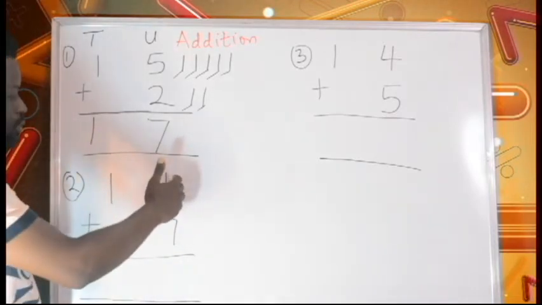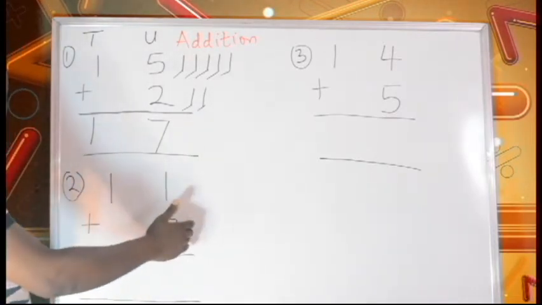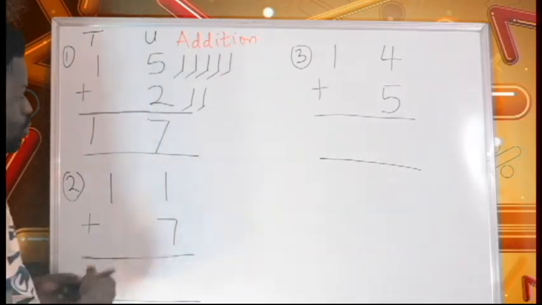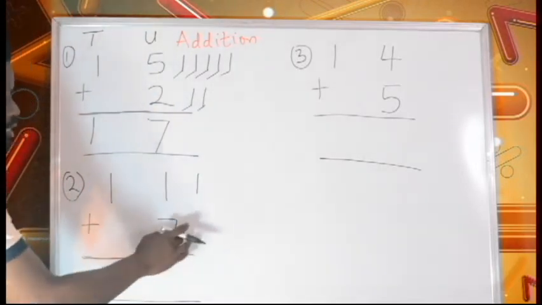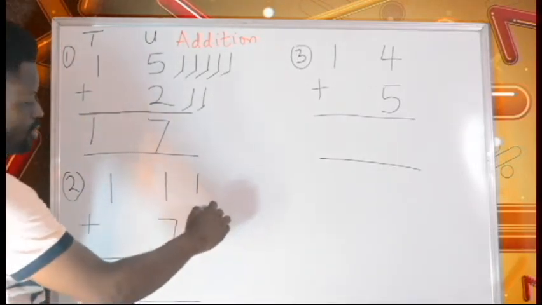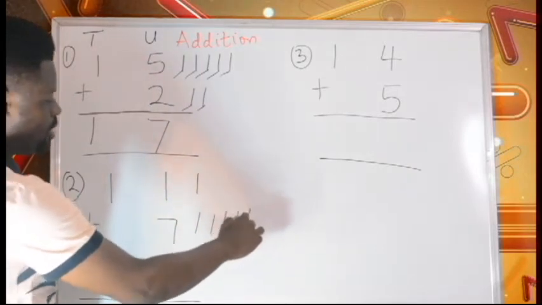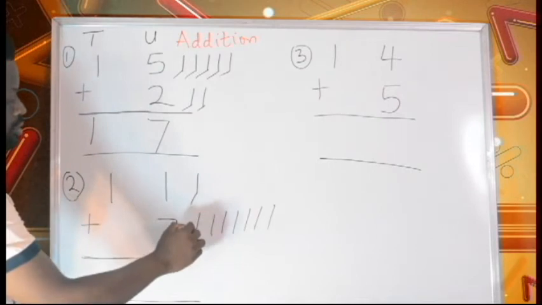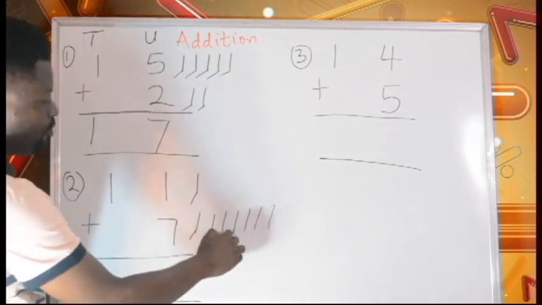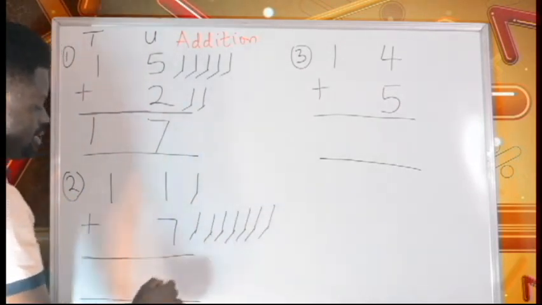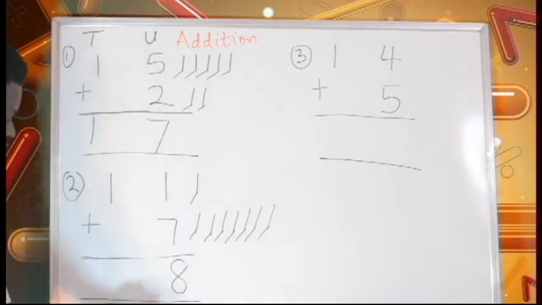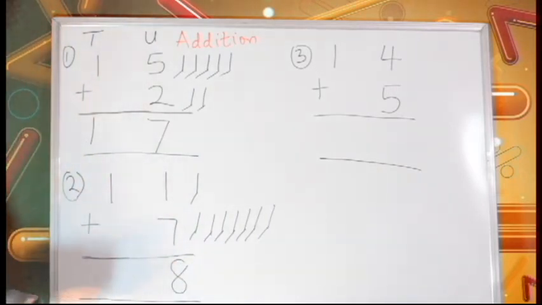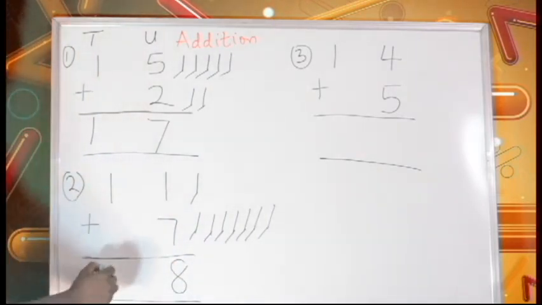So let's do it again. We have 1 unit plus 7 units. So you count your 1 unit, 1. Then count your 7 units. 1, 2, 3, 4, 5, 6, 7. Then count together. 1, 2, 3, 4, 5, 6, 7, 8. Then write your 8. There's no need to count 1. 1 is 1. Just bring the 1 down. 1.